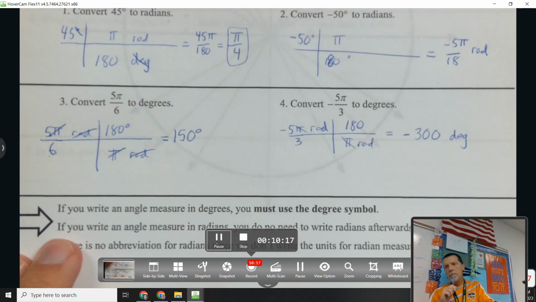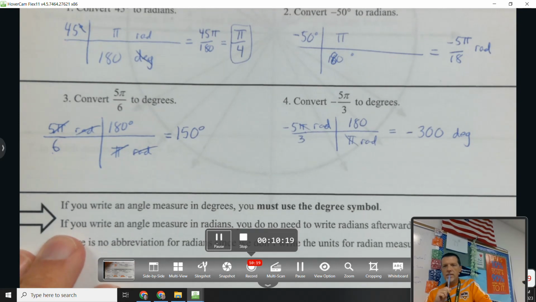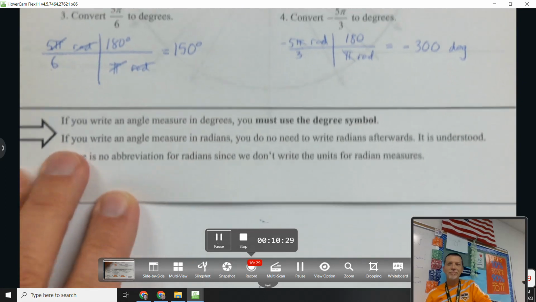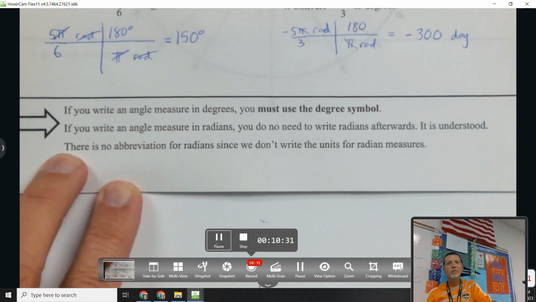Michael? If it's a circle, wouldn't like negative 300 degrees be the same as 60 degrees? Yep. Hold that thought. We're going to get there in 5 minutes. Yep, you're absolutely right.